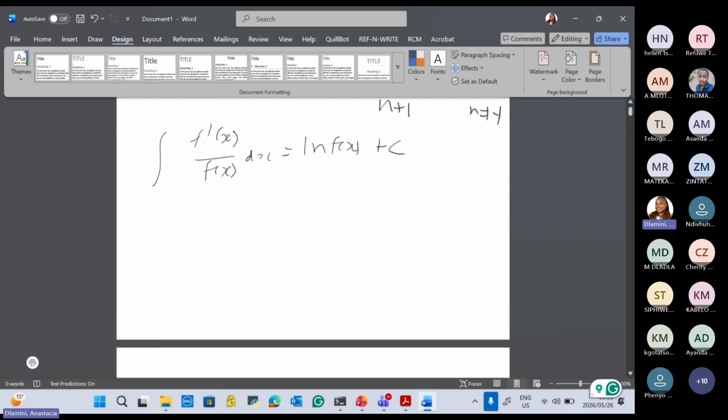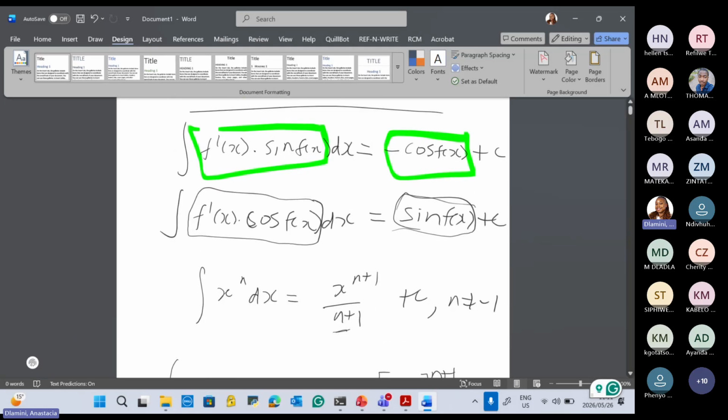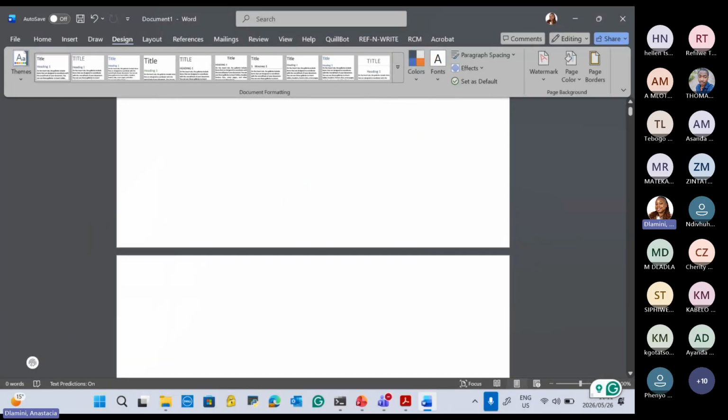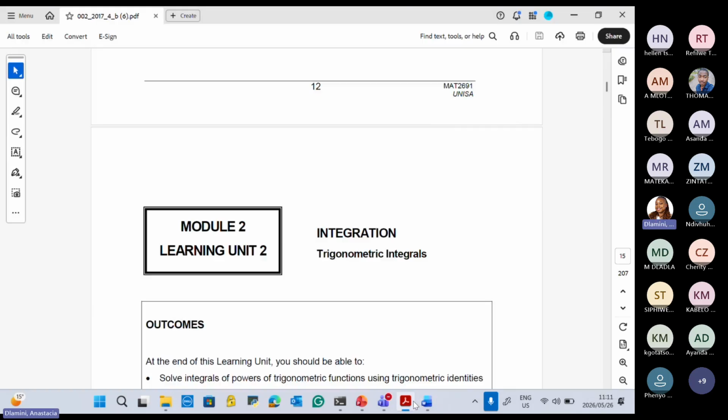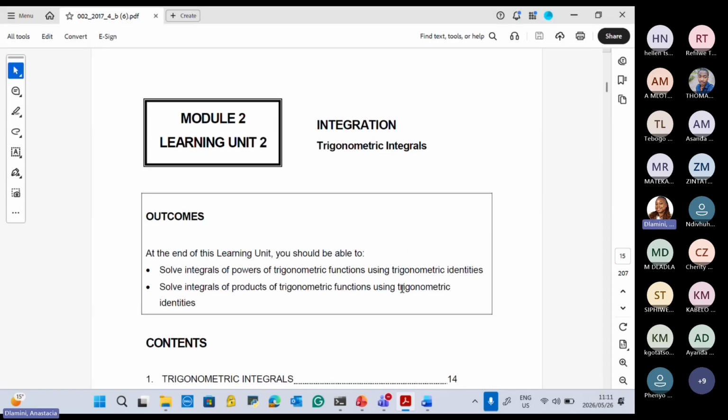So that's the recap of last week. It means that we will need this, including what we have learned last week, to actually solve today's work. Now let's go back to our notes. So they say integration, trigonometric integrals. So the outcomes, at the end of this learning unit, you should be able to solve integrals of powers of trigonometric functions using trigonometric identities. So therefore it's important for you to remember your identities. Now solve integrals of products of trigonometric functions using trigonometric identities.